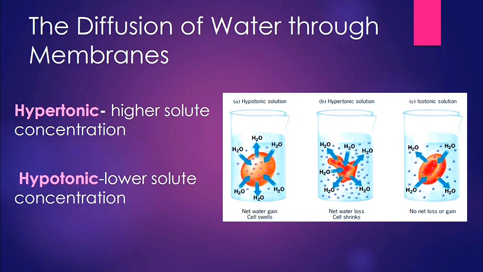When two compartments of different solute concentration are separated by a semi-permeable membrane, the compartment of higher solute concentration is said to be hypertonic, relative to the compartment of lower solute concentration, which is described as being hypotonic.